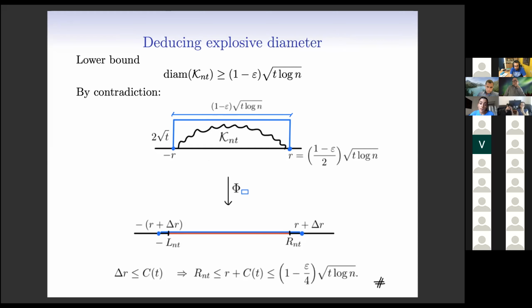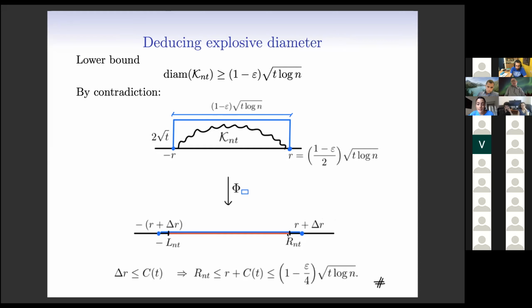and then map out the rectangle via this map phi, which maps out the blue rectangle. So it's the unique map that maps the complement of the rectangle in the upper half plane to the upper half plane. Then the boundary of this rectangle will get mapped to this blue interval, and by monotonicity, the cluster gets mapped to this red interval, which is contained in the blue interval. And well, because the height of the rectangle is of order 1, one can show that this red point, this R here, gets only moved by a constant of order 1, a constant depending on time.